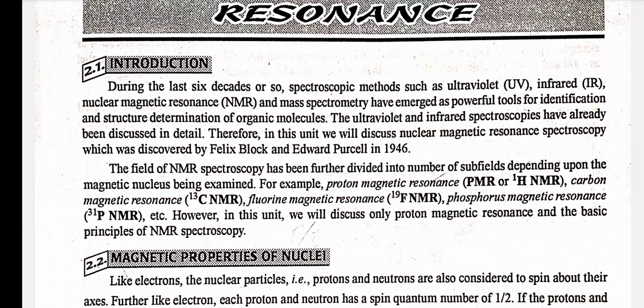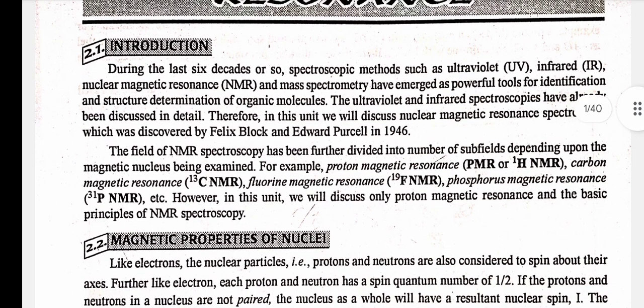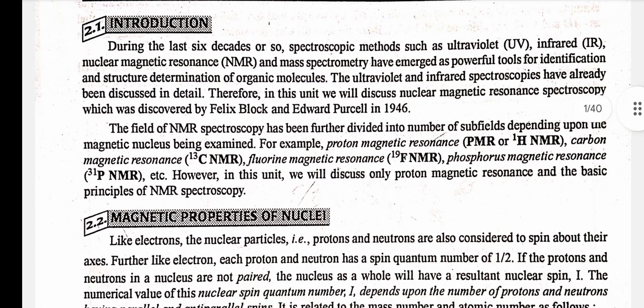in 1946. The field of NMR spectroscopy has been further divided into a number of subfields depending upon the magnetic nucleus being examined. For example, proton magnetic resonance, carbon magnetic resonance, fluorine magnetic resonance, phosphorus magnetic resonance, etc. However, in this unit we will discuss only proton magnetic resonance and the basic principles of NMR spectroscopy.